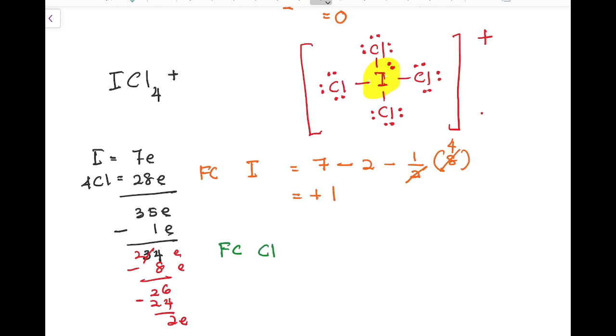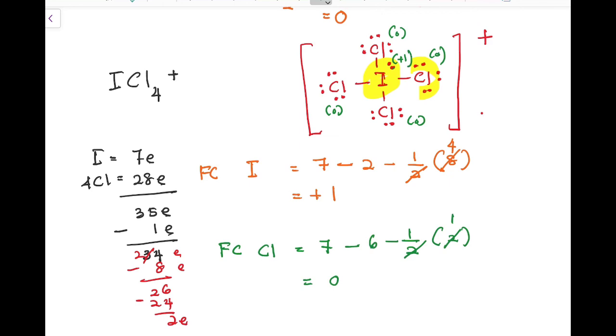Next, the formal charge for chlorine. Because all chlorines are identical, we only calculate one. Chlorine has 7 valence electrons. How many lone pairs around each chlorine? Let's look at this chlorine, it has 6 lone pair electrons. Minus half of the bonding electrons, which is 2. 7 minus 6 minus 1 is equal to 0. So we can put the value, and this is positive 1.